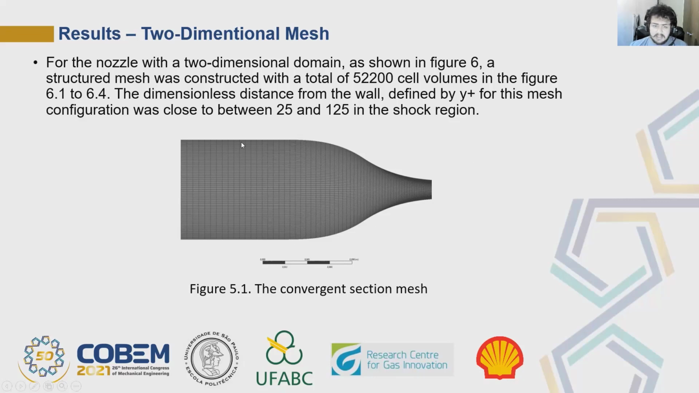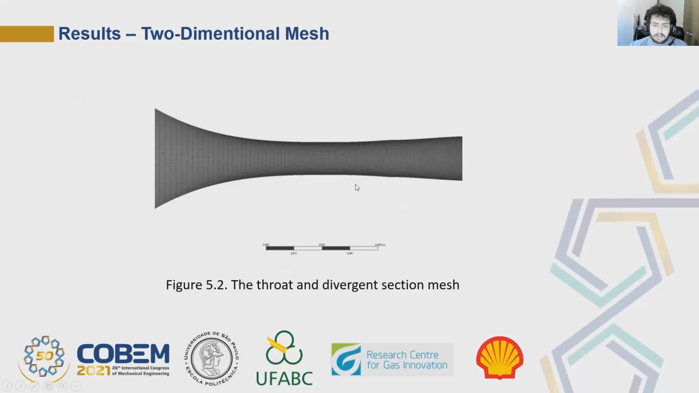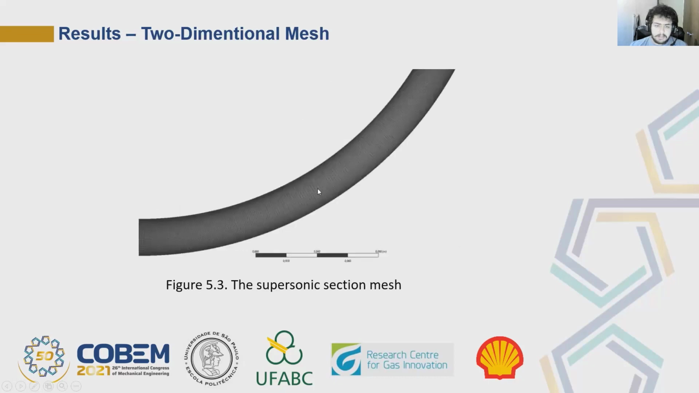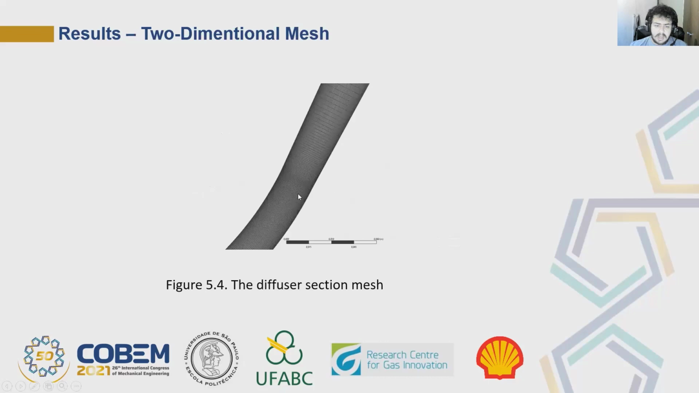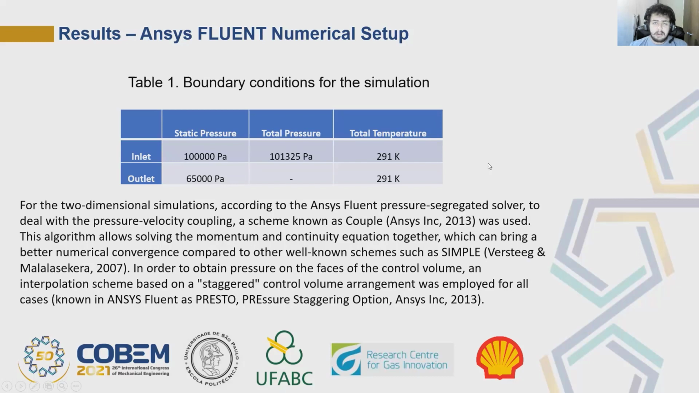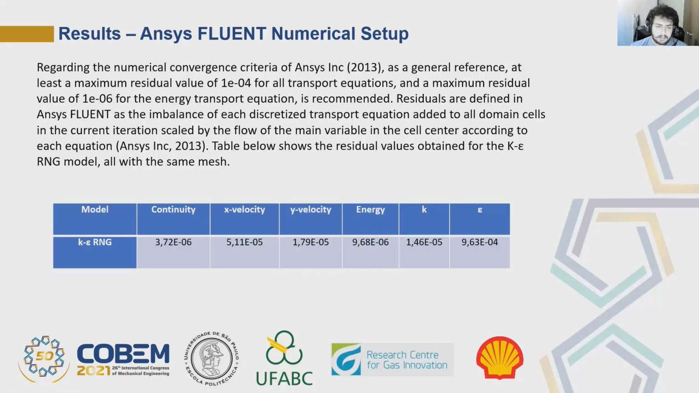Okay, so that's the convergent section, the throat of our nozzle, the supersonic section, and the inlet of the diffuser section. Okay, good. The boundary conditions for our simulation are 100,000 Pascal at the inlet and 6,500 Pascal at the outlet. Okay, and 291 Kelvin for the total temperature. So that's our simulation.